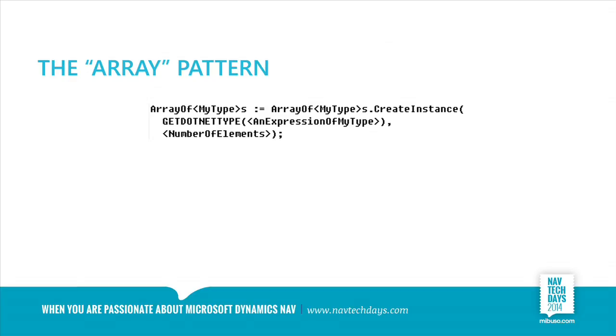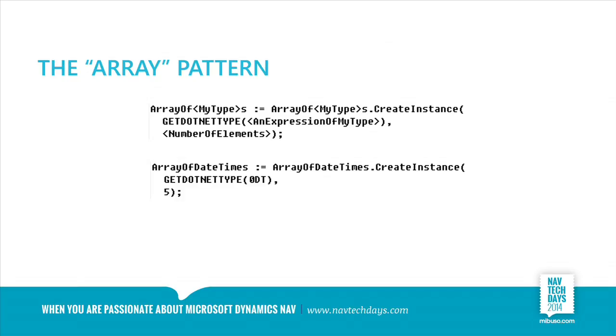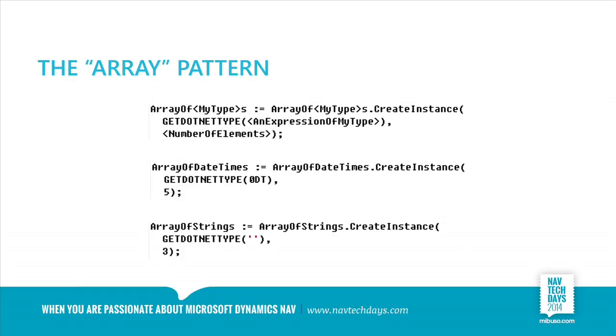So it's different than in C/AL. In C/AL, you just set the dimensions property, and there you have your array. In .NET, it's a little bit more complicated. So for example, here, if I want to create an array of date times, then I simply call CreateInstance and GetDotNetType. I can pass a constant of the type that I want. So this 0DT stands for blank date time, or for example, blank string stands for blank string. So if I want to have an array of strings, I can have GetDotNetType blank string and then the number of elements.